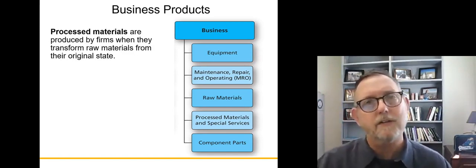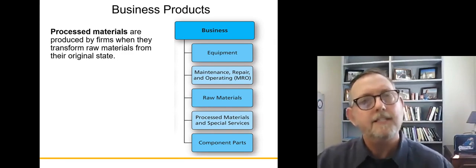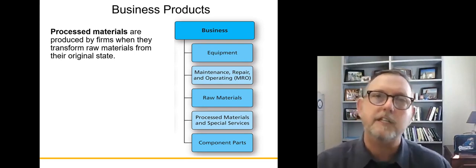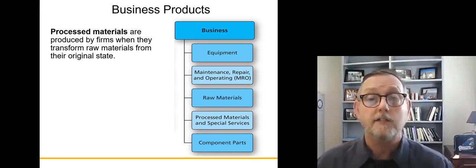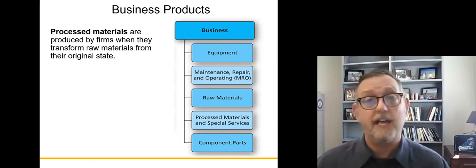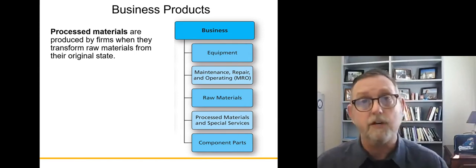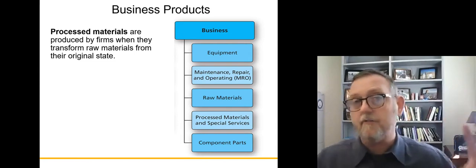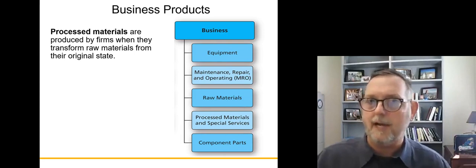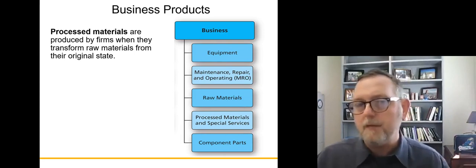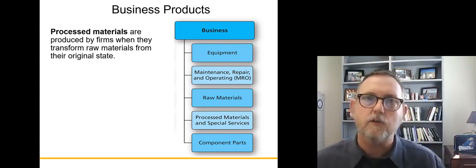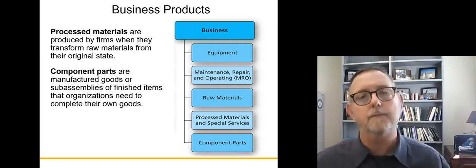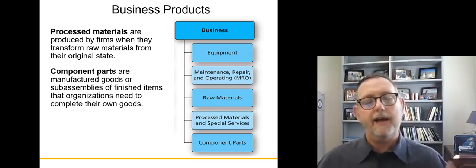Next, processed materials. Okay, so let's take a raw material and do something to it, and then sell it to another business. Once we do something to that raw material, it's been processed. So a processed material is something I'm going to use in my operation. It's going to be something I use in my product, but it's not in its raw form. It's already been manipulated somehow to meet the specifications I need in order for the product to be used in my processes.